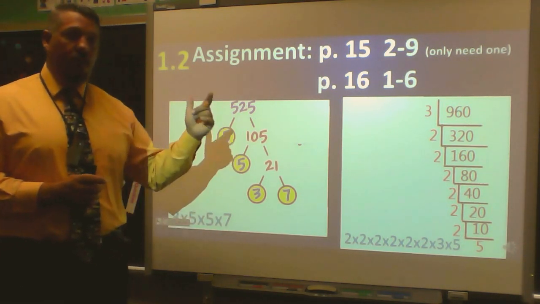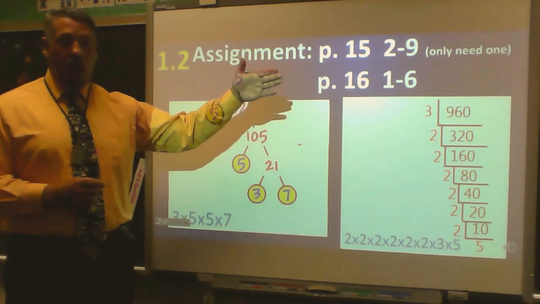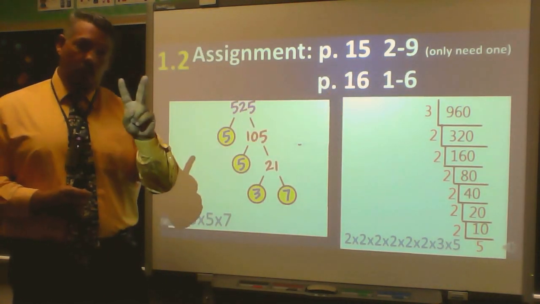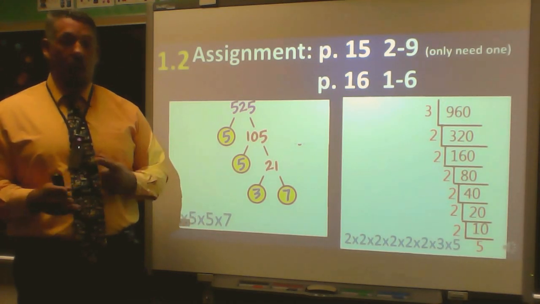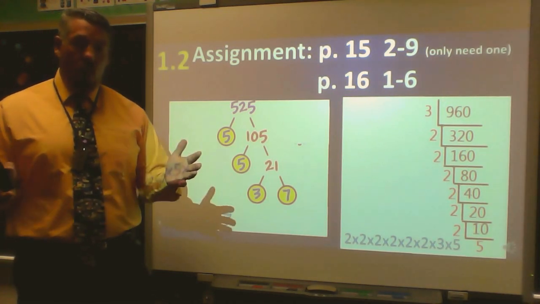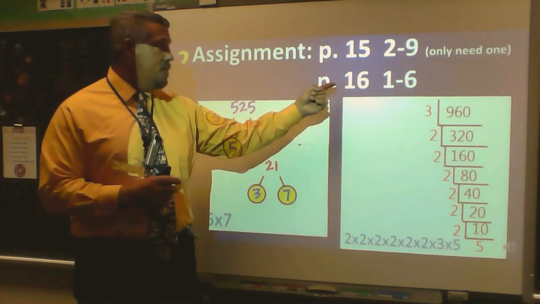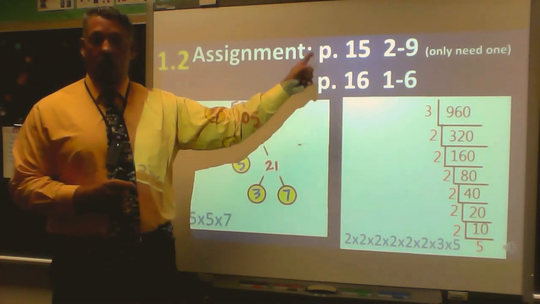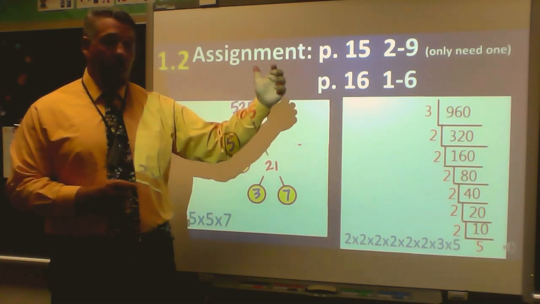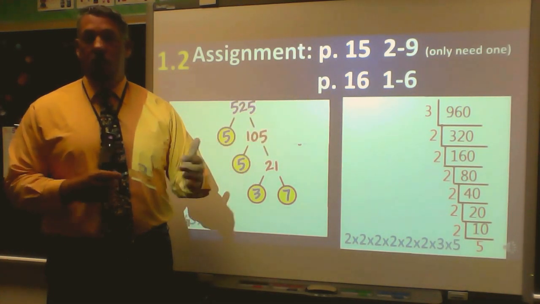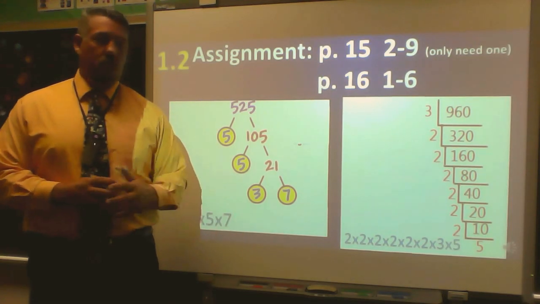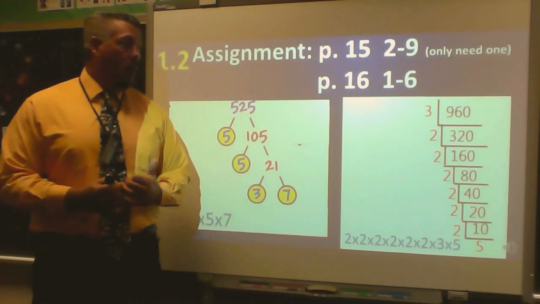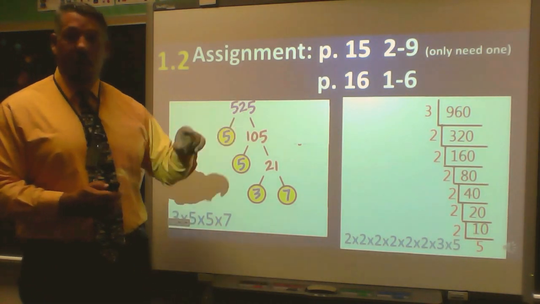So on page 15, you're going to do 2 through 9. Now notice my extra note that I have up here. On number 9, it says give 2. You only have to give 1. And either one is correct, so 1 will just work. And then on 16, 1 and 2 is doing the same lesson that we just did. And then 3, 4, 5, and 6 is going to be a review over the previous 2 lessons. So as you're working through it, if you have questions, please come and ask. If not, then there should be enough time for you to get your assignment done.